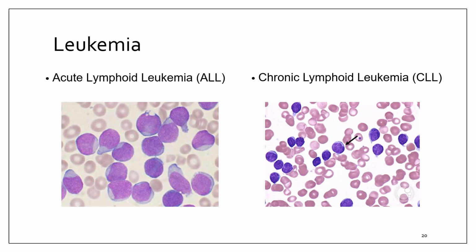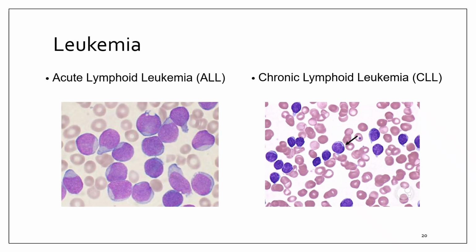And worthless but fun knowledge: the classic smudge cell in CLL isn't a real cell type. It happens because CLL lymphocytes are fragile. They rupture during slide preparation. So yes, sometimes the diagnosis starts because the cells literally fall apart.